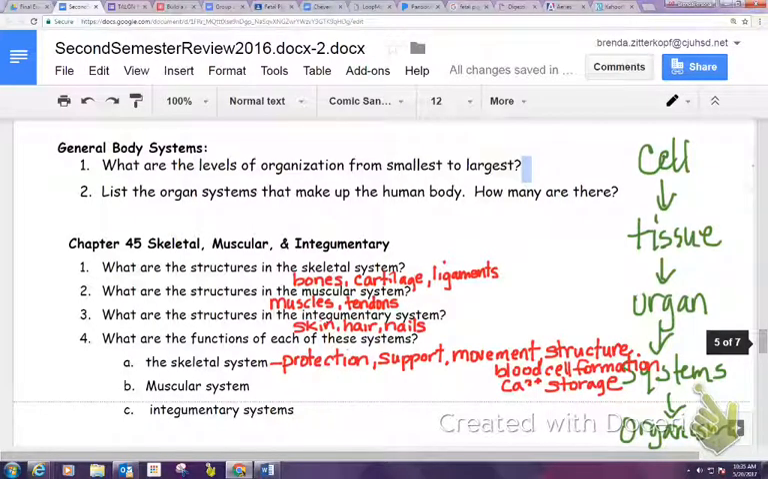Thank you. Okay, muscular system functions. Movement. But one you may not have thought of is heat production. And I'm talking about shivering, right?